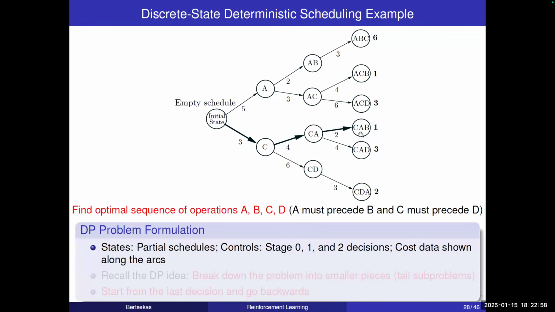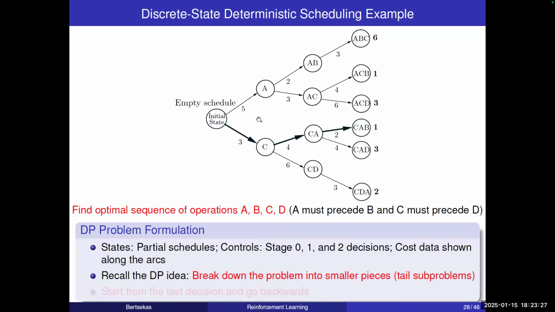And stage 3 involves partial scheduling with 3 operations, and we don't need any further because the last operation is implicitly defined at this point. There's no control anymore. And we have the cost marked along the line.